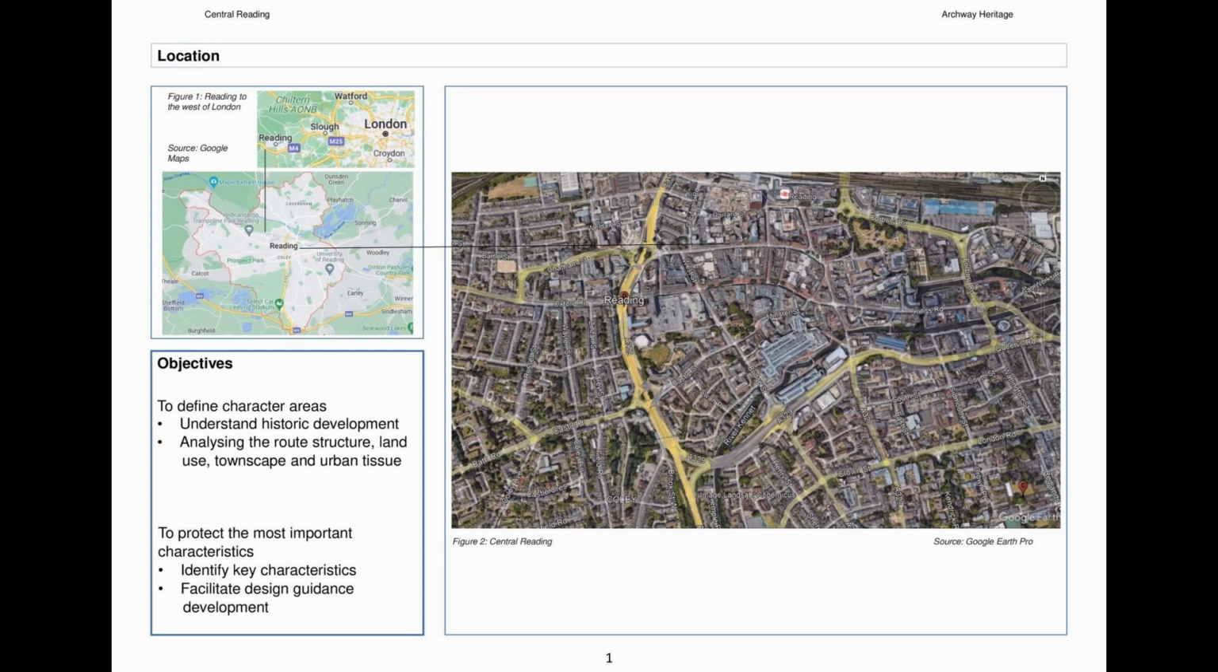For this demonstration, we are using Central Reading as a study area. It is located to the west of London and on a gravel spur in between the rivers Kennet and Thames. It is surrounded by clay, a key natural resource used in brickmaking and central to understanding the wonderfully decorative clay brick buildings synonymous with Reading.